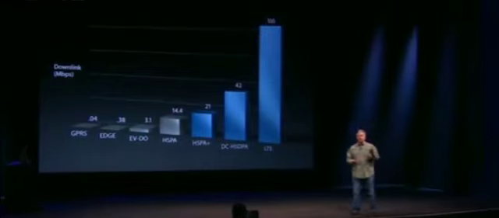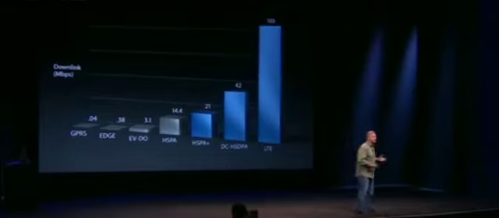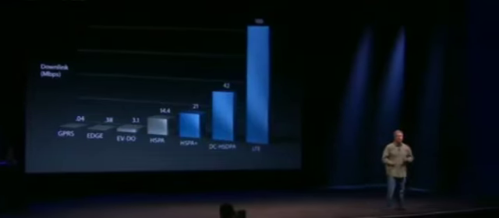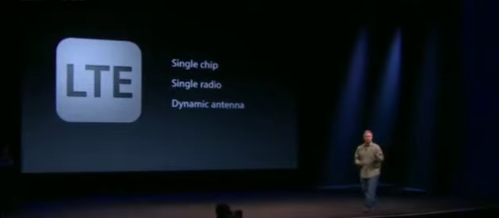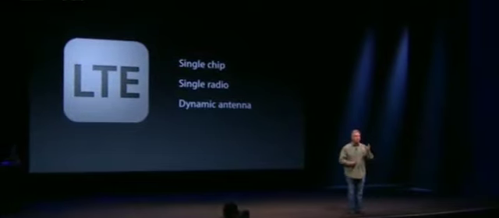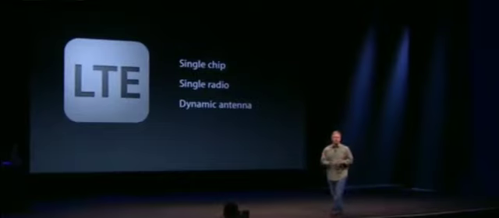So LTE gives you a theoretical maximum downlink of up to 100 megabits per second, and it just screams. So how do they do this? This took a lot of incredibly advanced engineering. There's now a single baseband chip for voice and data, and a single radio chip as well. This saves a great deal of space. And we have a really unique Apple innovation in a dynamic antenna.